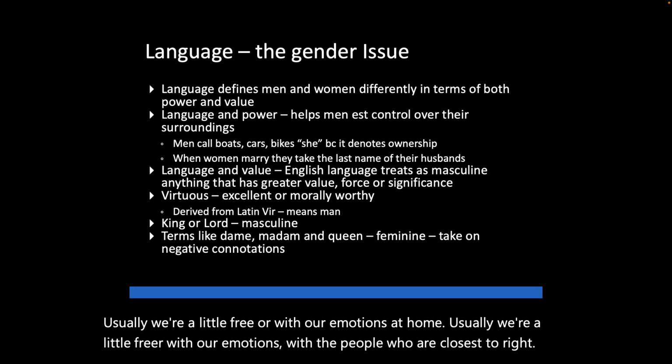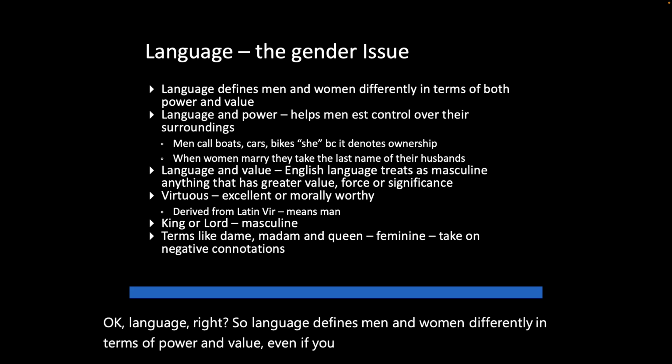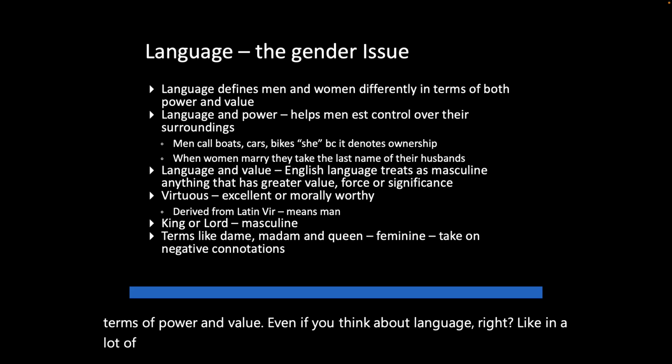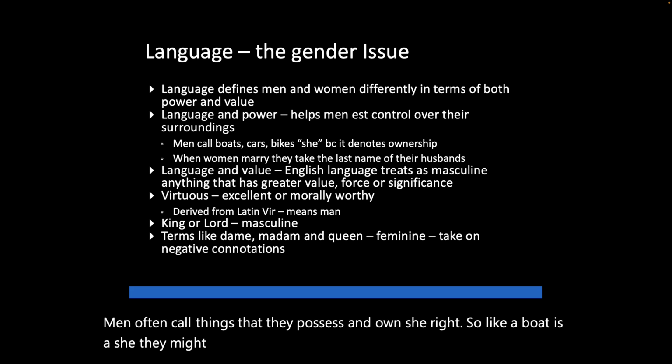Okay, language. Language defines men and women differently in terms of power and value. Even if you think about language, in a lot of languages, some nouns are feminine, some nouns are masculine. Men often call things that they possess and own "she." So like a boat is a she. They might call their car a she.